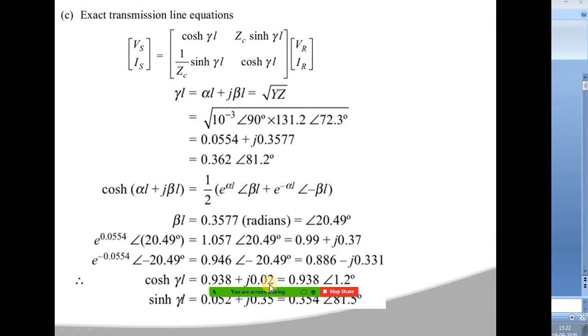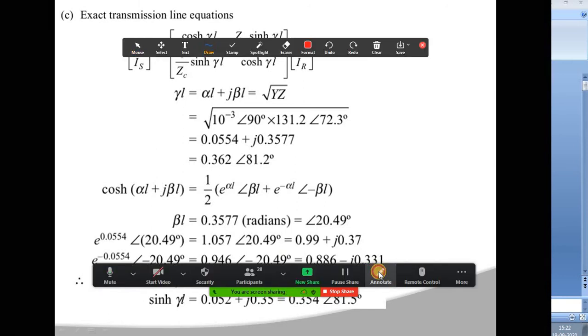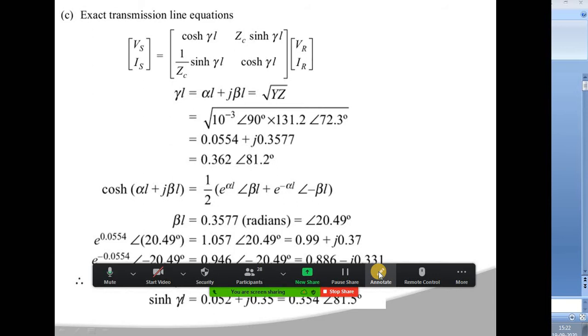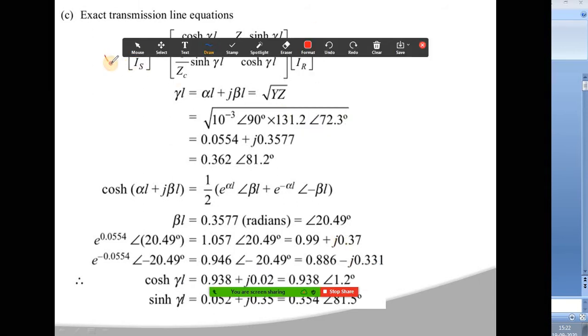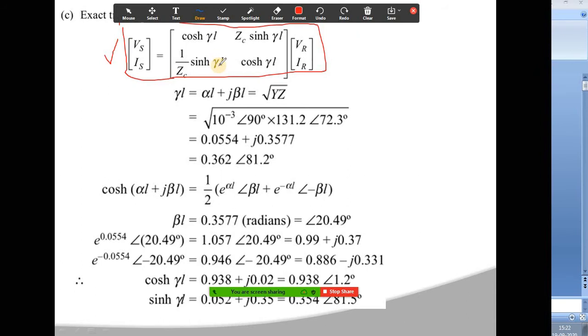Now if you observe the exact transmission line equations for sending end voltage and sending end current, the voltage equations are represented in matrix form like this. [Vs; Is] = [cosh γL, Zc sinh γL; (1/Zc) sinh γL, cosh γL] × [VR; IR]. So this is the matrix form representation of the exact transmission line equations.